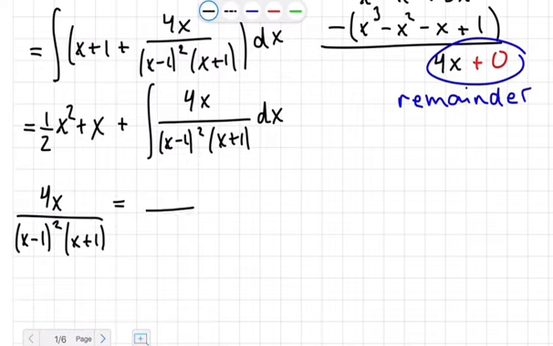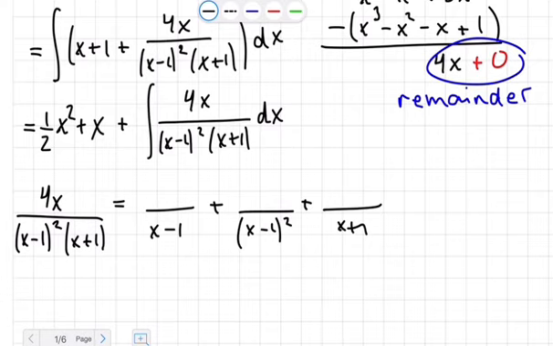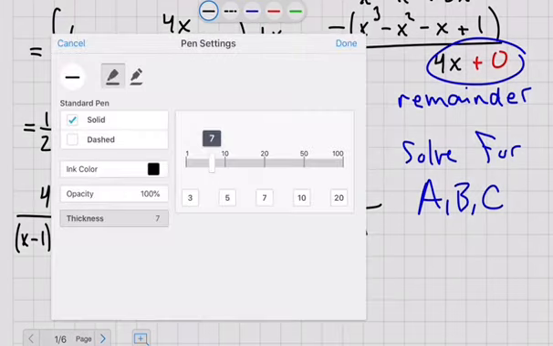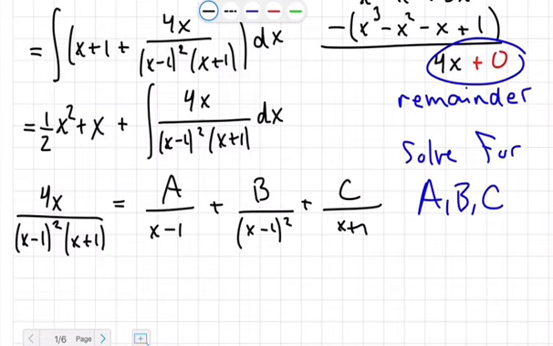So it's going to be the first 2 fractions, 1 divided by x minus 1, 1 divided by x minus 1 squared, and the last one divided by x plus 1. We have a, we have b, and we have c. So really, what we're doing now is we're going to solve for a, b, and c. And we remember that we have those 2 methods from before. And we're going to start by multiplying both sides here by that denominator.